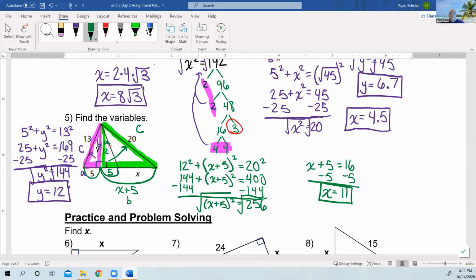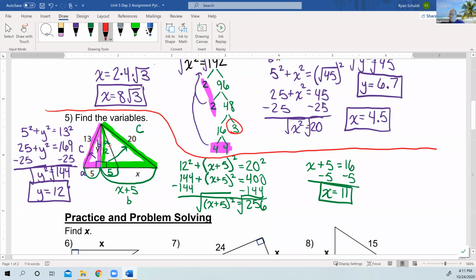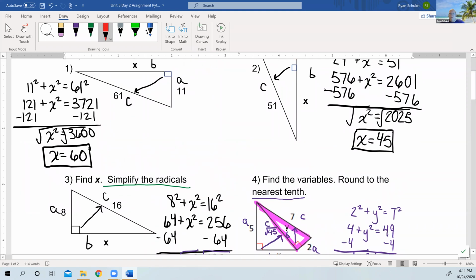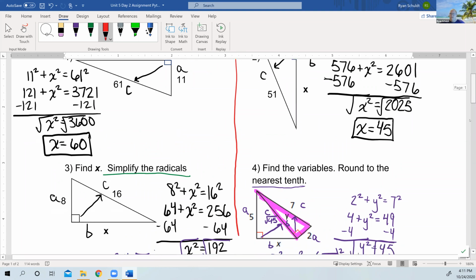y is 12. And I want to draw a line through here to separate these, because that all goes with that problem. Then I'm going to come up here and draw some lines to separate these.